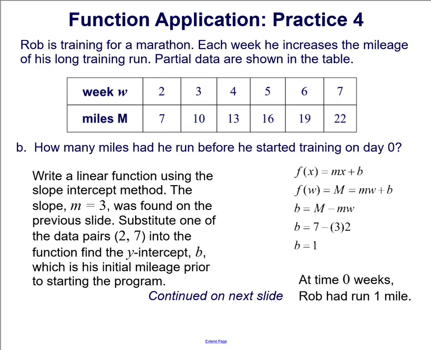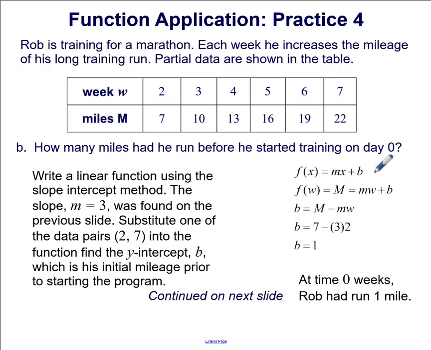Question B reads, how many miles had he run before he started training on day 0? The process will be this. Write a linear function using the slope-intercept method. The slope, m equals 3, was found on the previous slide. Substitute one of the data pairs, 2, 7, into the function to find the y-intercept, b, which is his initial mileage prior to starting the program.